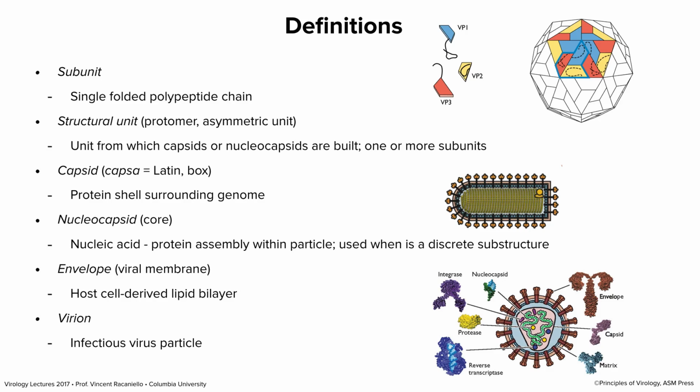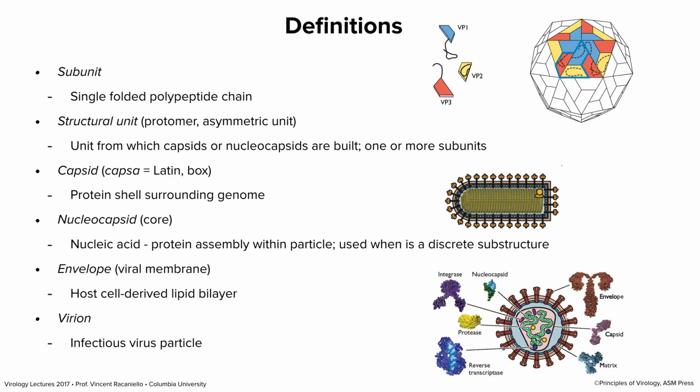A nucleocapsid only exists in certain viruses when there are subassemblies. So poliovirus consists of a capsid and the genome, which is RNA. There's no nucleocapsid here. There's no subassembly. Now, if this had an envelope around it, which some viruses do, then the protein shell would be the nucleocapsid.